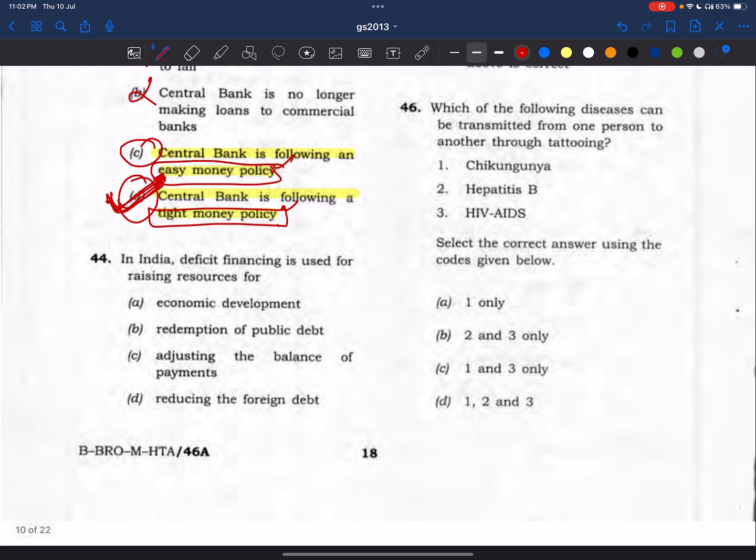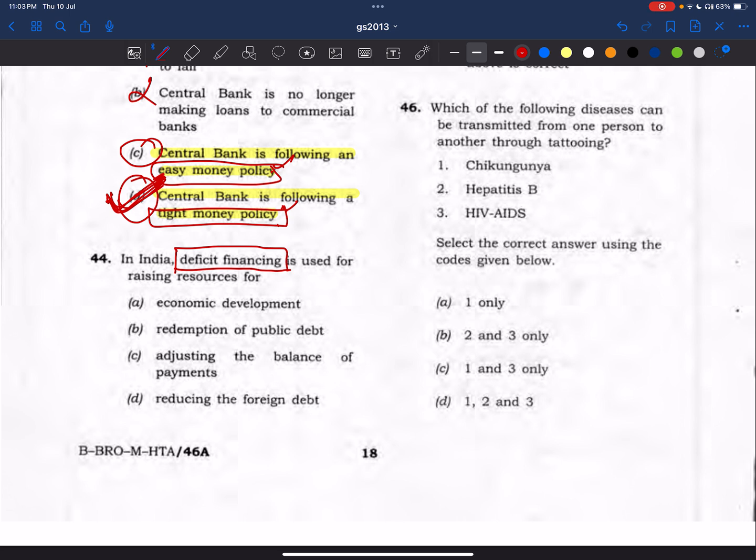Now coming to the 44th question. In India, deficit financing is used for raising resources. See here, deficit financing. Why do we do deficit financing? When there is a fiscal deficit, right? Fiscal deficit means total deficit. Either it can be from the capital deficit or revenue deficit, right? Both the things will come under fiscal deficit, my friends. So why is there a fiscal deficit in the first place?